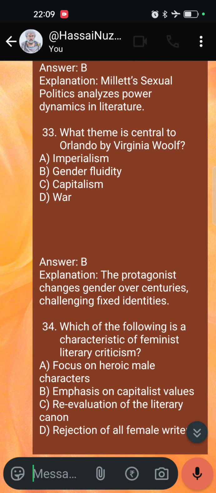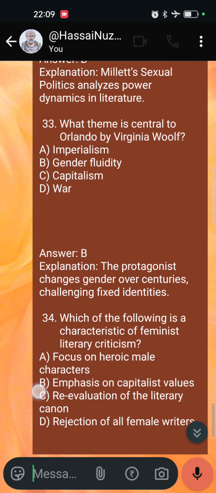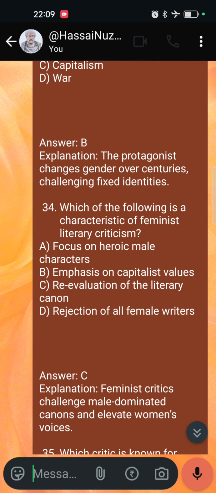34th question. Which of the following is a characteristic of feminist literary criticism? Answer is C. Re-evaluation of the literary canon. Feminist critics challenge male-dominated canons and elevate women's voices.